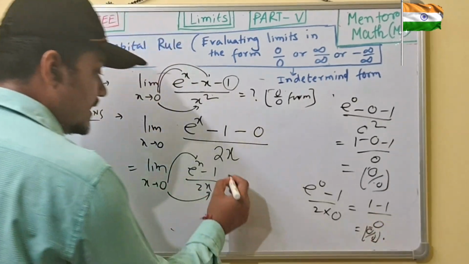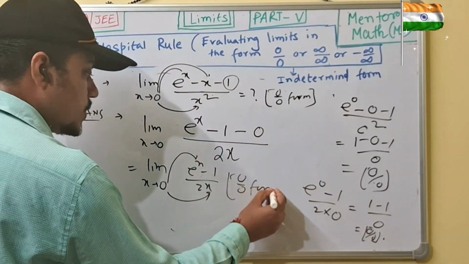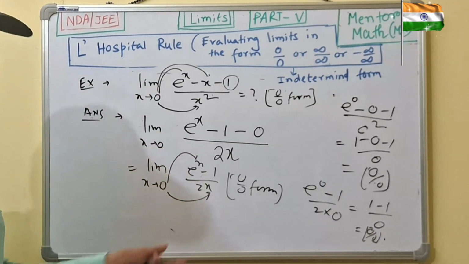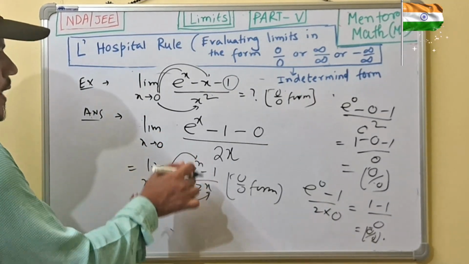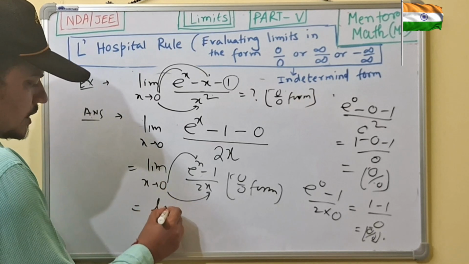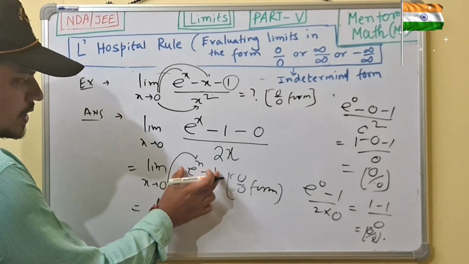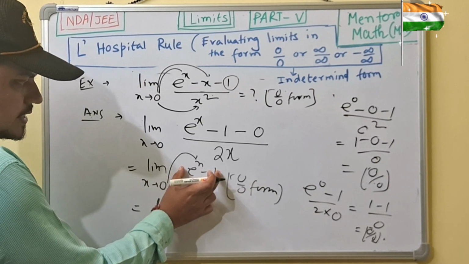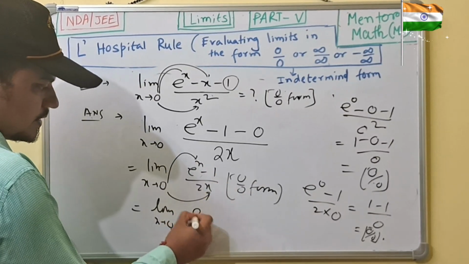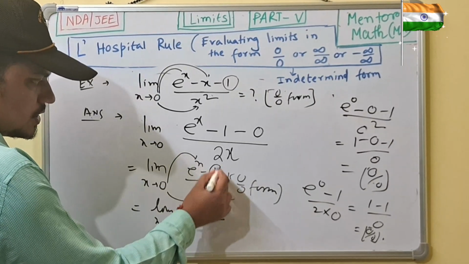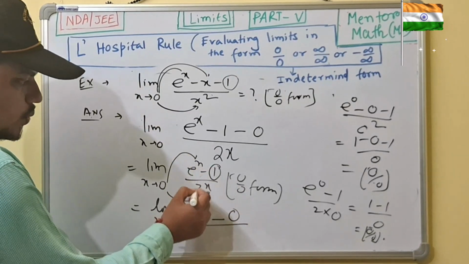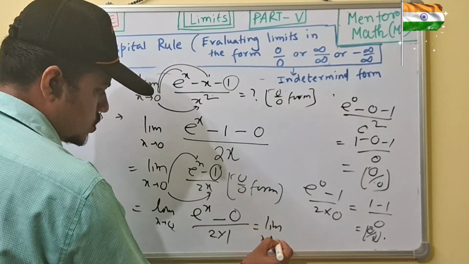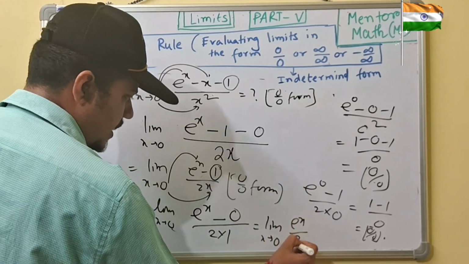Again the quantity is 0 by 0 form, so again we have to apply L'Hospital's rule, differentiating numerator and denominator. That is limit x tends to 0, numerator derivative, denominator derivative. The derivative of e to the power x is e to the power x, minus the derivative of the constant term, which is 0, and the derivative of 2x is 2 into 1. So finally you get limit x tends to 0 of e to the power x by 2.